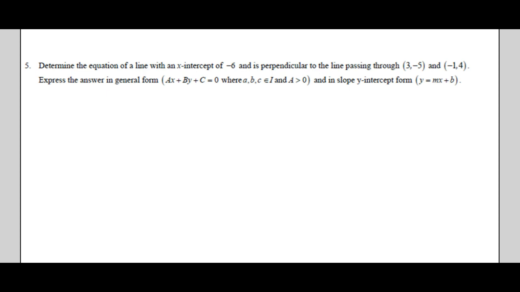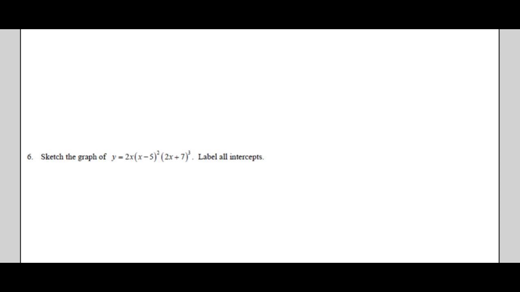Determine the equation of... you got the expression? Okay, good. Determine the equation of a line with an x-intercept of -6 and that is perpendicular to the line passing through... I should change that, right? Express the answer in general form and in slope y-intercept form. Seriously? Isn't this like math 20 or something? Yeah, it might be.